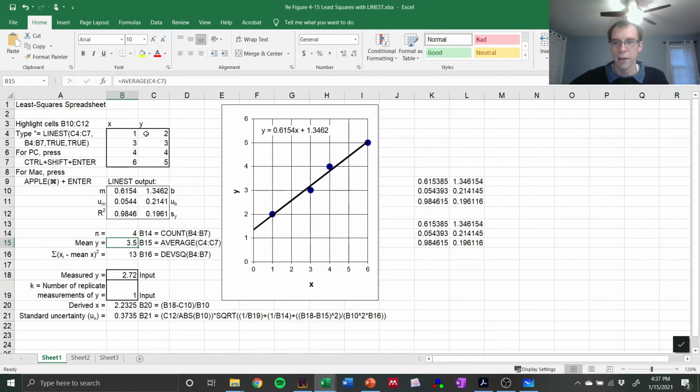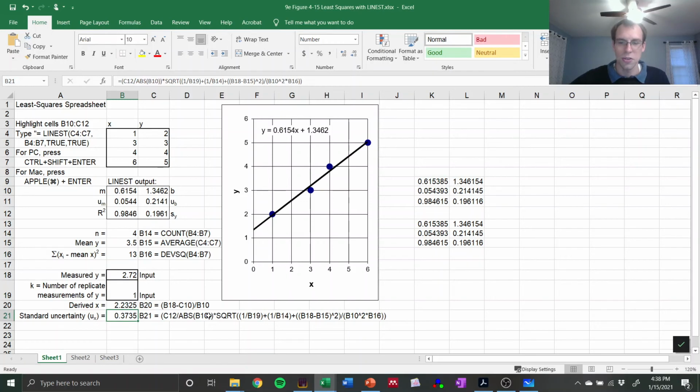The mean value of y is the average of these 4 values, written here using the average function in Excel. And then this is part of that fraction that we had: the sum of x minus the mean value of x, which apparently we can use as the deviation squared number here. All right, so we have these values here, and these are going to go into our standard uncertainty formula.